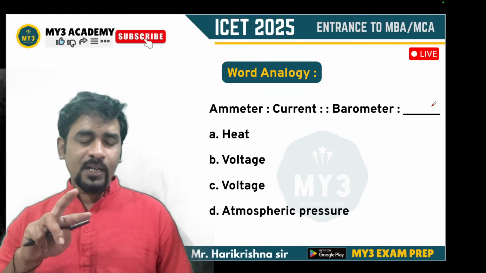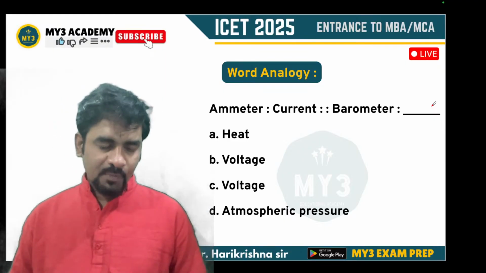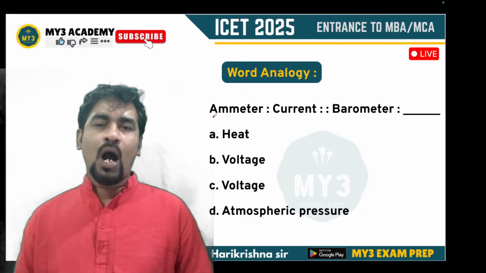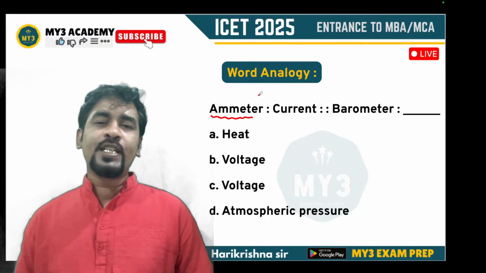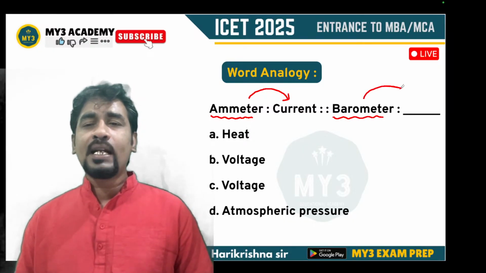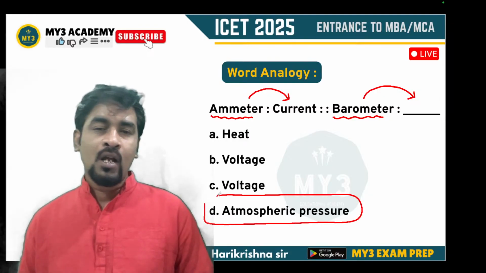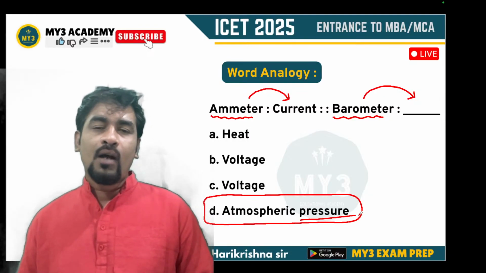What is the relationship between ammeter and current? So ammeter is a device which is used to measure the current. In the similar way, barometer is a device which is used to measure the atmospheric pressure. So answer must be option D.